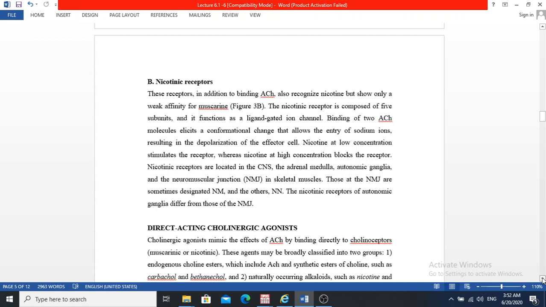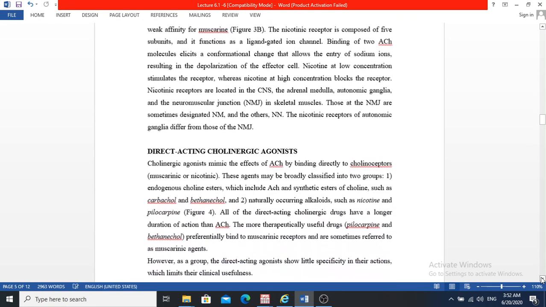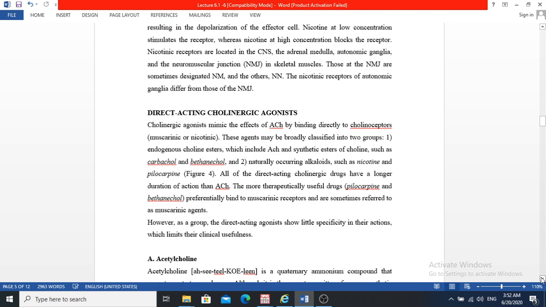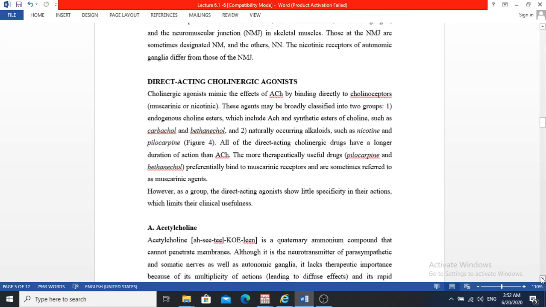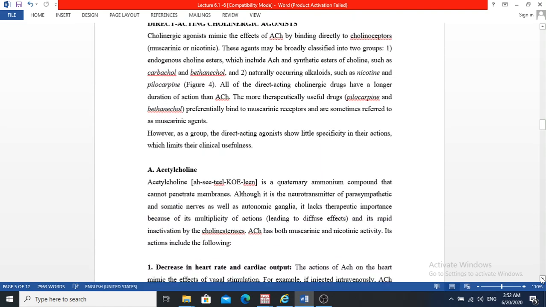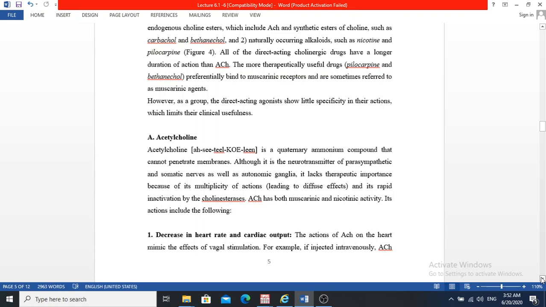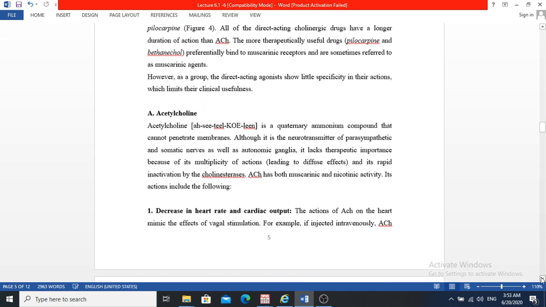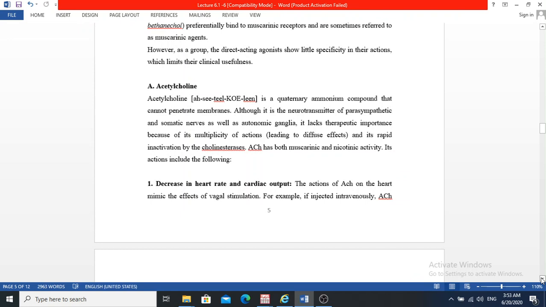Now we will come to the directly acting cholinergic agonists. There are different types of cholinergic agonists, and we will discuss them, starting with acetylcholine. Acetylcholine is a quaternary ammonium compound that cannot penetrate membranes, although it is a neurotransmitter of parasympathetic and somatic nerves as well as autonomic ganglia.